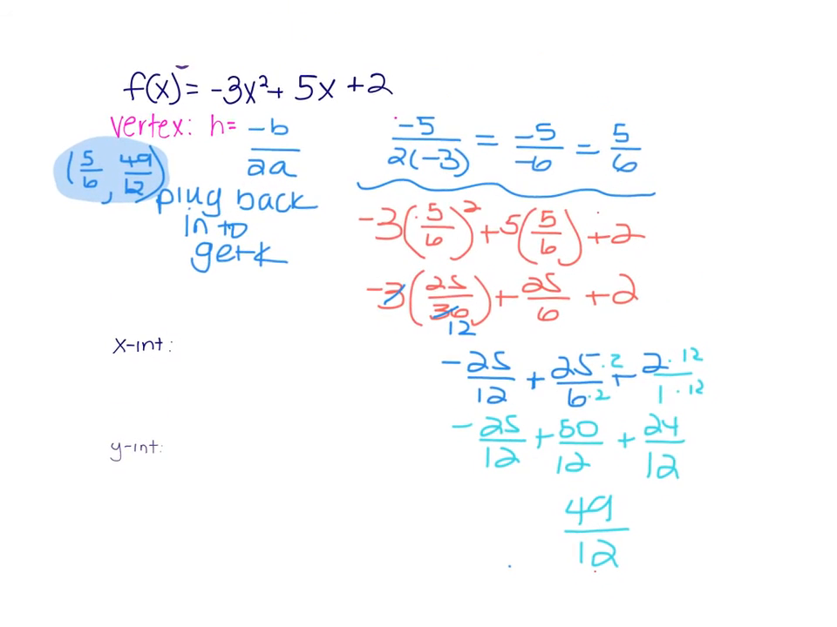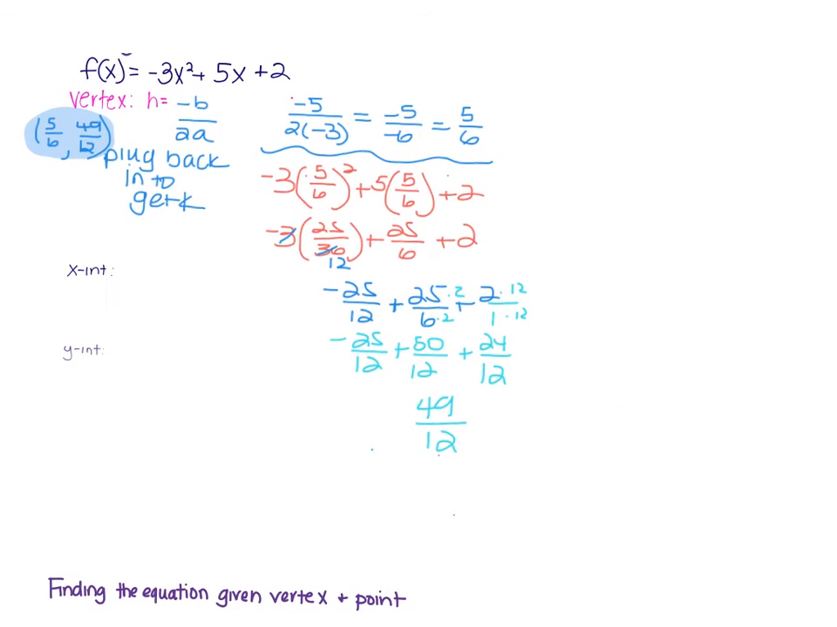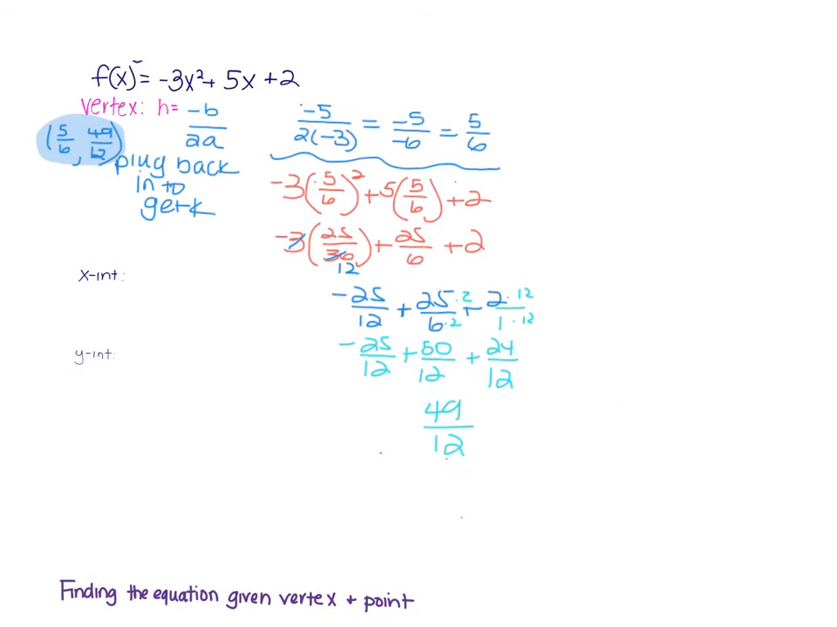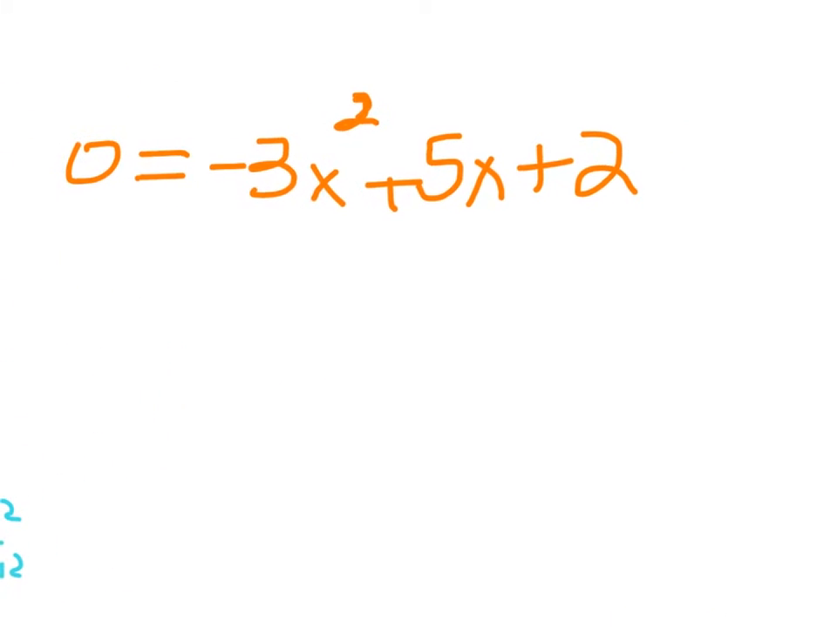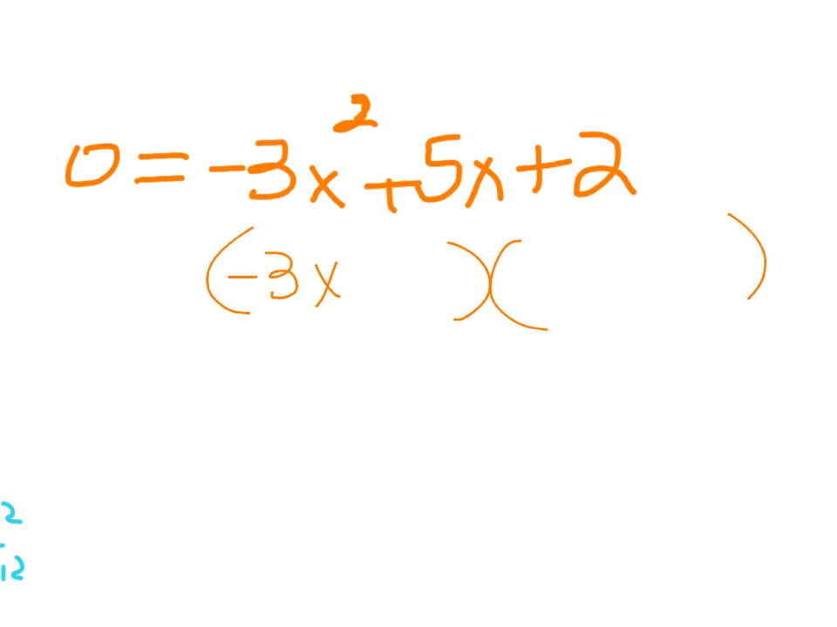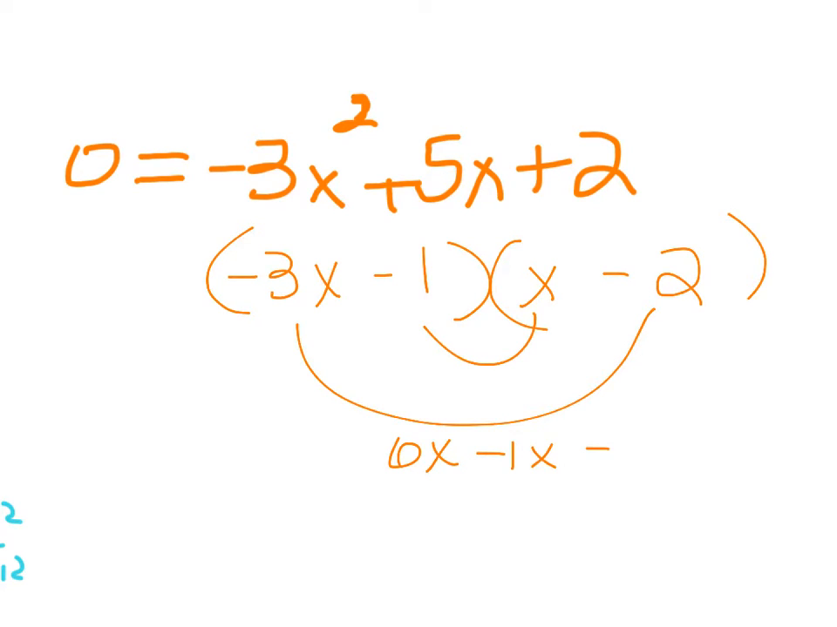So x-intercept, I'm going to take my equation and set it equal to 0. So 0 equals negative 3x squared plus 5x plus 2. Ideally it's factorable, so let's start there. Negative 3x and x. Factors of 2 would be 2 and 1. This is 1, this is 2. Outer and inner, that's 6x minus 1x, which is 5x.